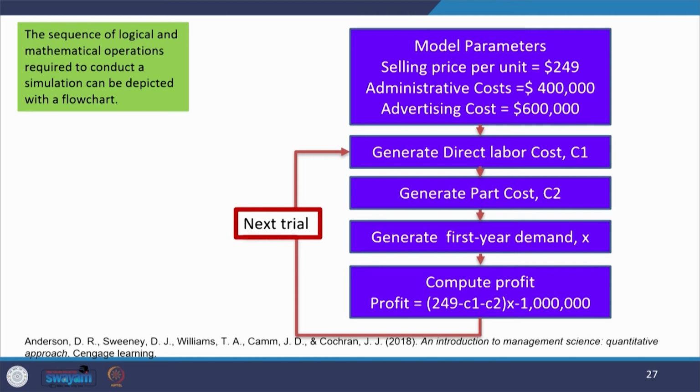That simulation process I have explained in the form of a flow chart. This picture is the sequence of logical and mathematical operations required to conduct a simulation. First, what are the model parameters? Parameters are what you will not change: selling price, administrative cost and advertising cost. What are the probabilistic, uncertain inputs? Labor cost, part cost and first year demand. Then there is a profit function, where we substitute. Here x is the demand. When you substitute here, you will get one profit. Then we go to trial 2, trial 3, trial 4. Here we are going to make maybe 500 scenarios, 500 iterations of this profit, so that we can plot it.